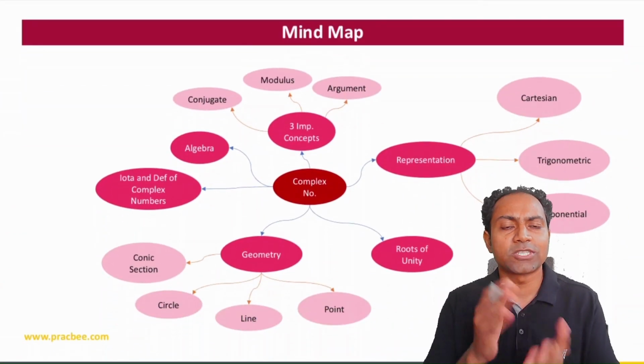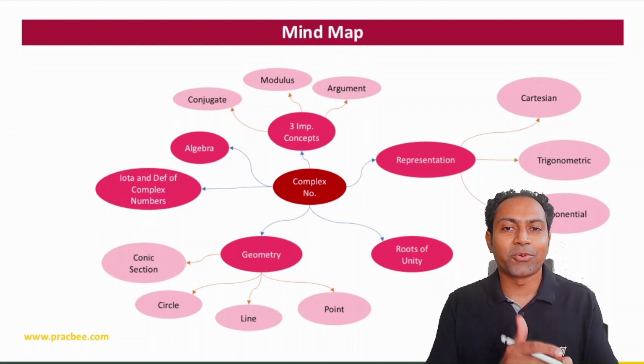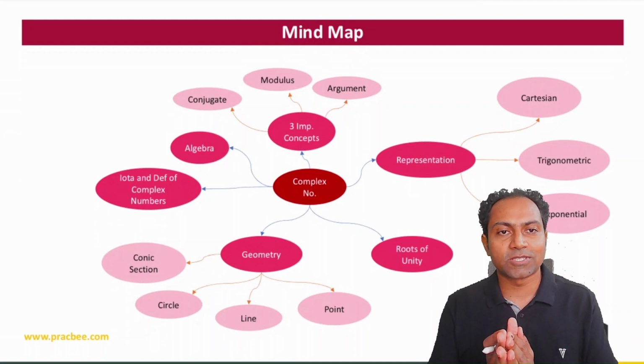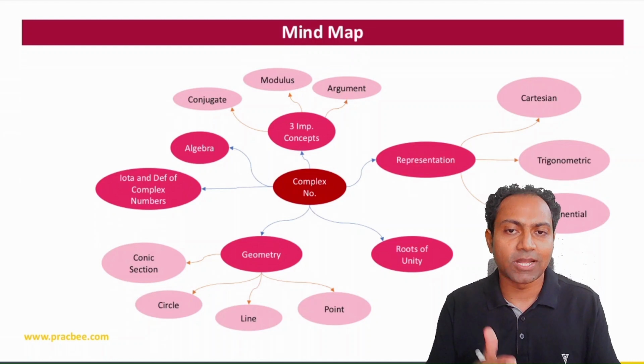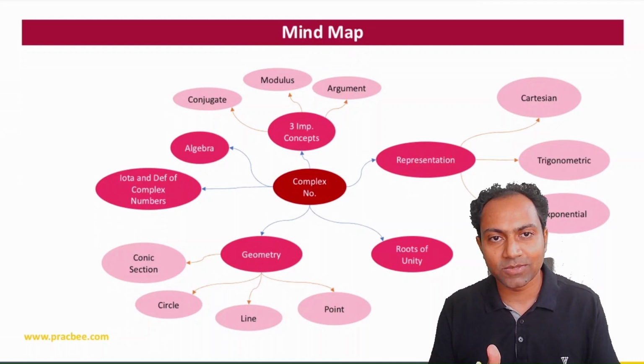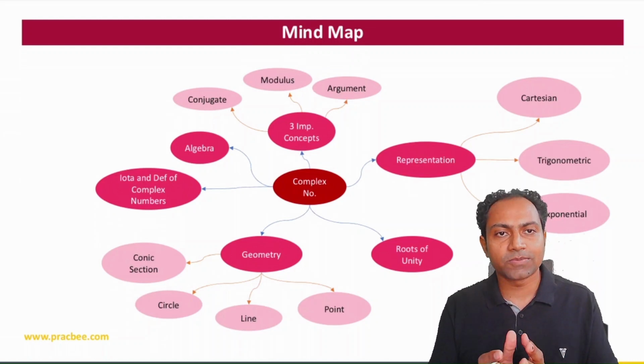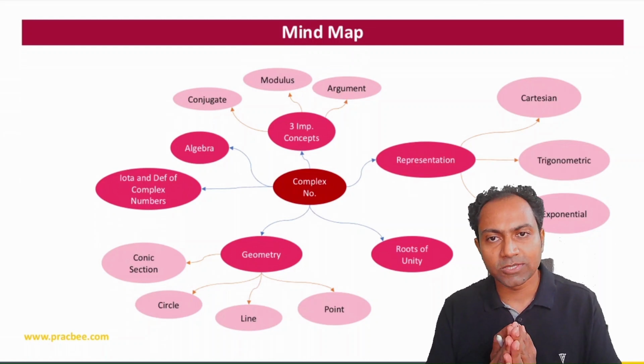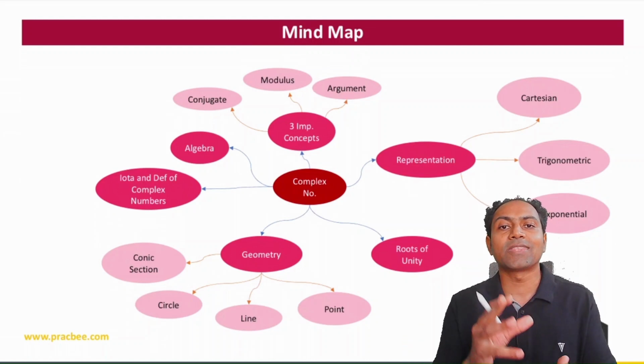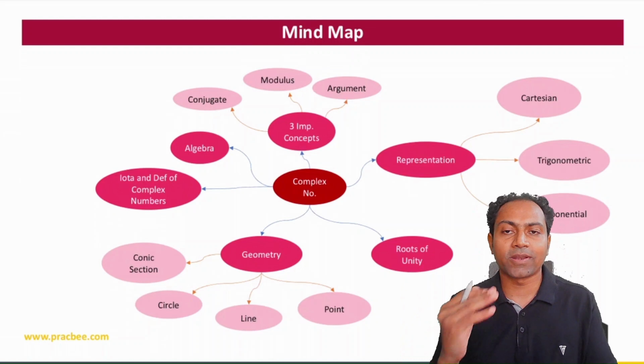So if you look into this chapter, the important areas are iota and the definition of complex numbers. Then the algebra of complex numbers, how to add, subtract, multiply, divide complex numbers. The next idea is 3 important concepts regarding conjugate, modulus, argument of a complex number. Then using these 3 ideas, we come up with 3 representations in Cartesian, trigonometric and exponential form.